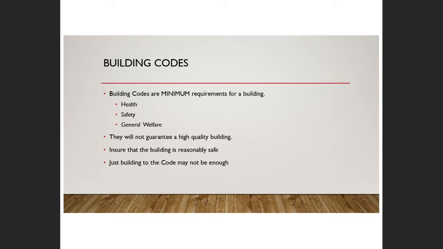Building codes also prevent your neighbor from building a lousy, shoddy addition on their house that's going to fall over and endanger your property. So again, we're construction professionals here. Everything we do is high quality, but we can't always control what our neighbors do. Building codes don't necessarily guarantee that we're going to build a high quality building, but they do ensure that buildings are reasonably safe.